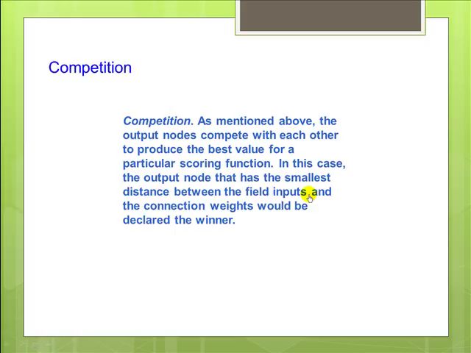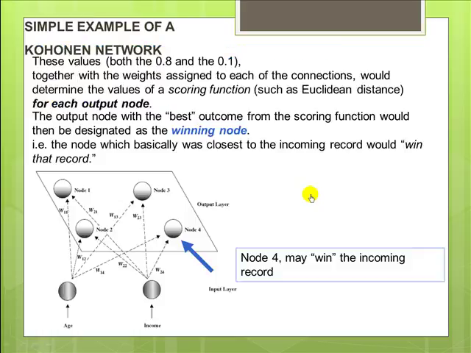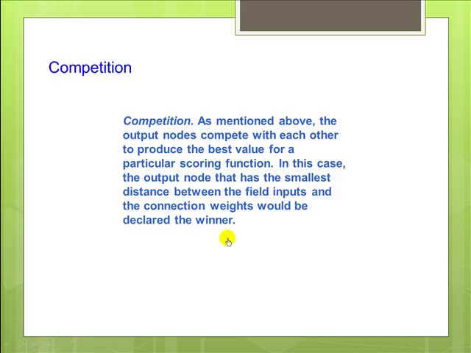Competition. As mentioned above, the output nodes compete with each other to produce the best value for a particular scoring function. So when we say it's closer or not closer, we have to define what we mean by close, and we call that the scoring function. In this case, the output node that has the smallest distance between the field inputs and the connection weights would be declared the winner.